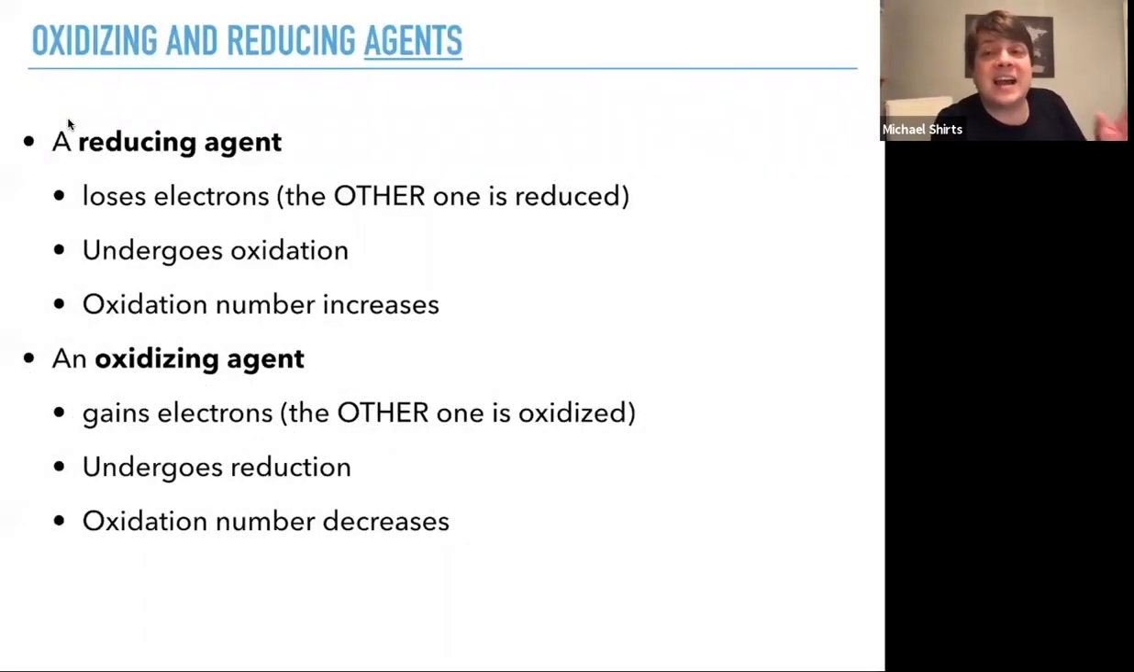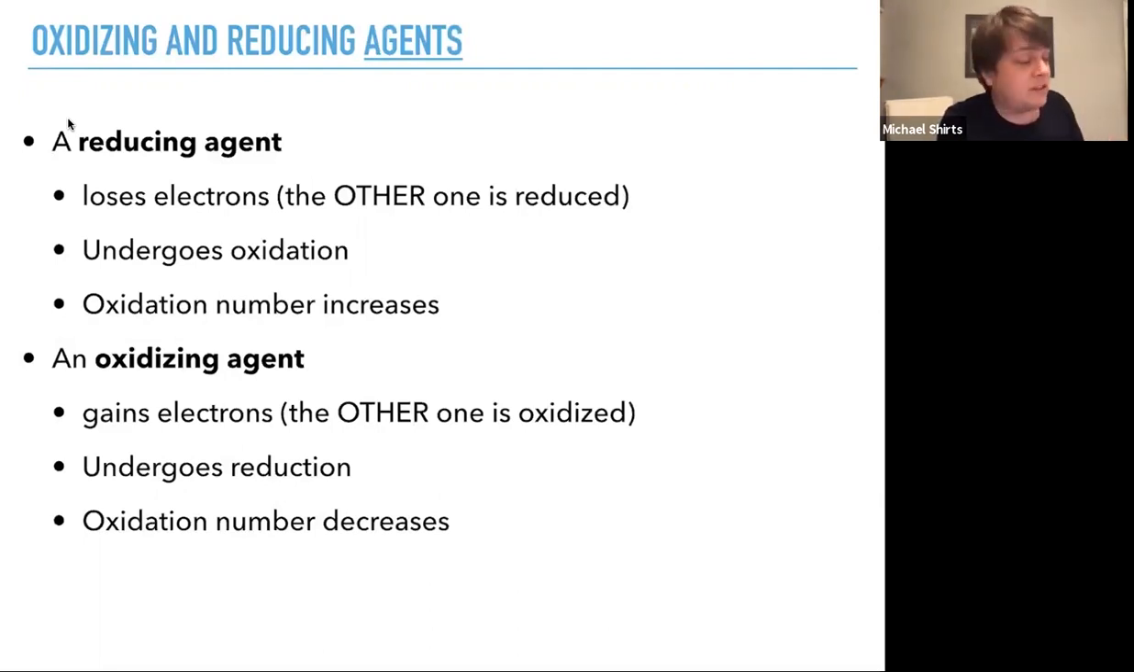So, oxidizing and reducing agents. Some terminology here. A reducing agent loses electrons because the other one is reduced. It is the thing that's doing the reducing. So therefore, the reducing agent, because it loses electrons, undergoes oxidation. Its oxidation number increases.